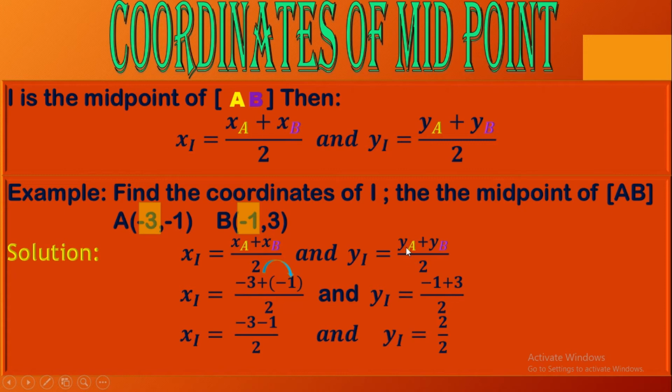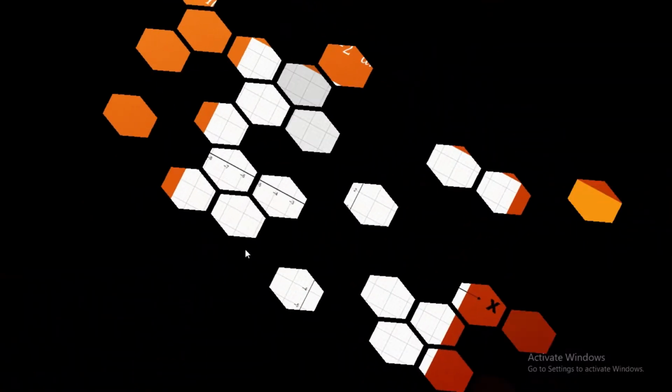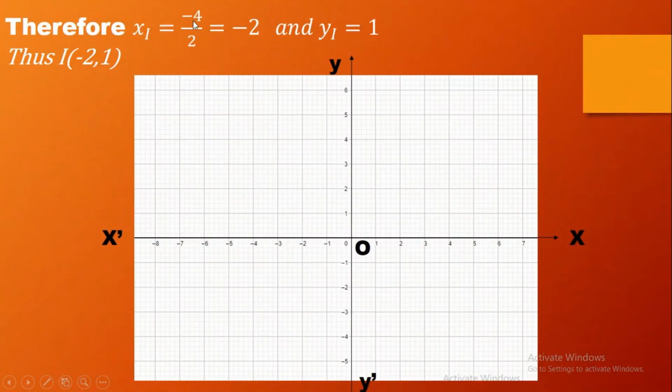Let's look here. We have (yA plus yB) over 2. yA, isn't it -1? The second one. Here yB is 3. So we just replace yA by -1, yB by 3. -1 plus 3, opposite signs, we subtract them and put the sign of the greatest. So 3 minus 1 is 2. It's a plus 2, sure, the sign of the greatest. So we can write it plus 2 or 2 directly. Now 2 over 2, we can simplify to get 1. Also xI is -4 over 2, we just simplify 4 by 2 to get 2. So xI is -2 and yI is 1.